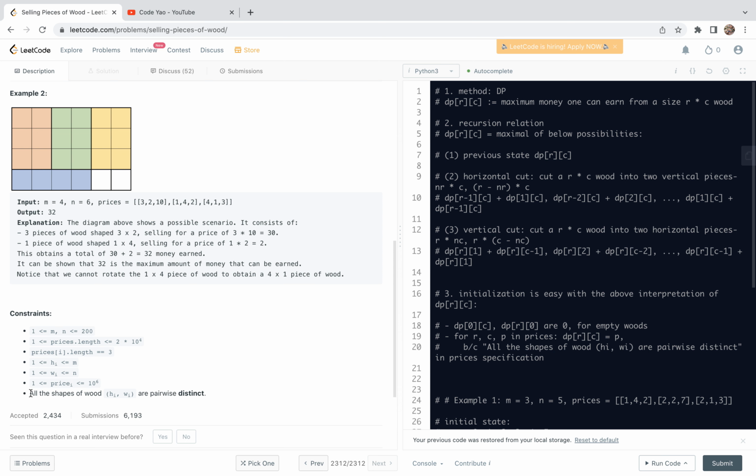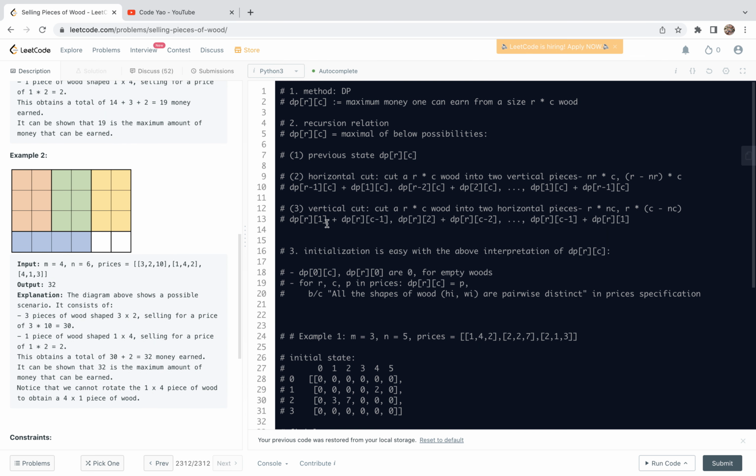The constraints about this problem are mainly about the height and width, in other words, about m and n. Here I would like to emphasize the last one: all the shapes of wood, hi and wi in prices, are pairwise distinct. This assumption is important for our initialization in the DP table. Later it will be clear. With the statement went over, let's look at the method and the procedure.